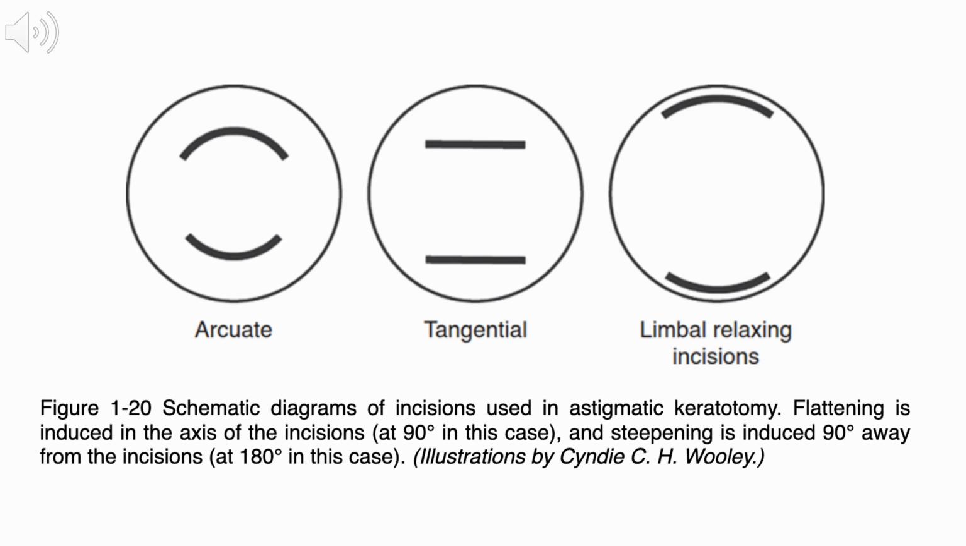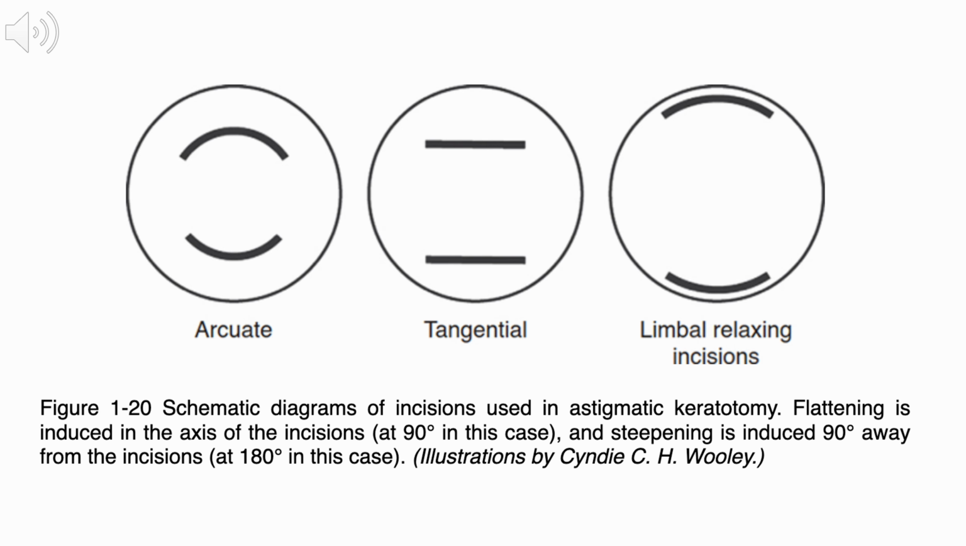On the left are arcuate incisions. These are curved cuts placed partway around the cornea. They flatten the cornea along the direction of the cuts, which in this example is vertical, and cause steepening in the horizontal direction. In the middle are tangential incisions. These are straighter cuts that work the same way. They flatten the cornea in the direction of the incision and steepen it 90 degrees away.